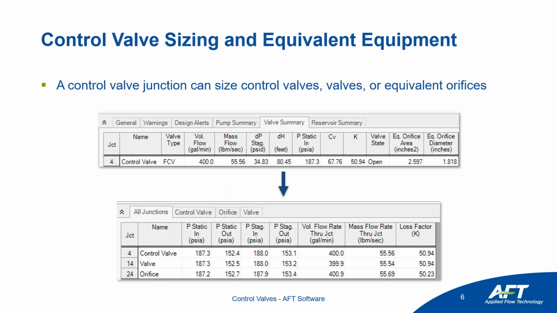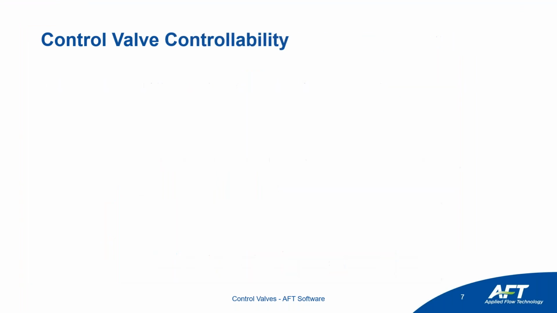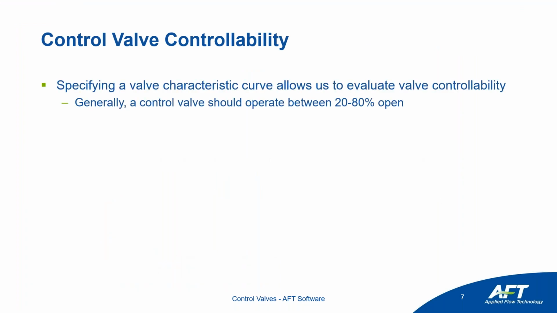So that's the application for sizing and equivalent equipment. Let's also take a look briefly at the controllability, where here we are specifying a valve characteristic curve, and that allows us to look at how open or closed the valve will be depending on where the operating point is set. So for example, a rule of thumb that we use in our training classes, though it may deviate between different engineering firms, is that the control valve should operate between 20 to 80% open.